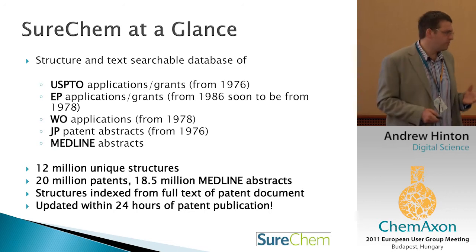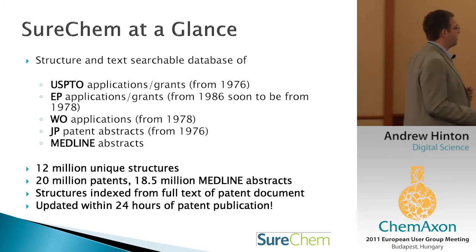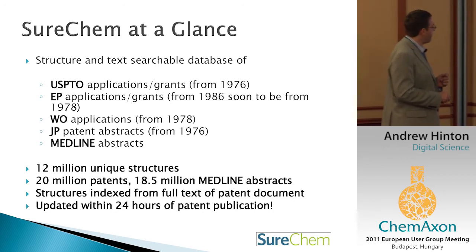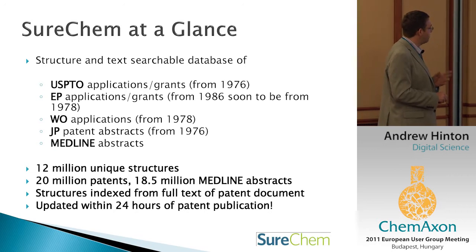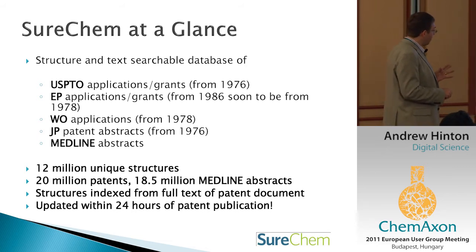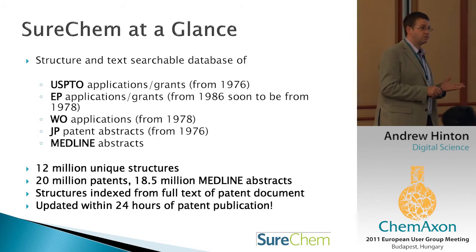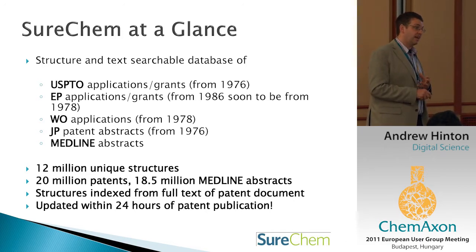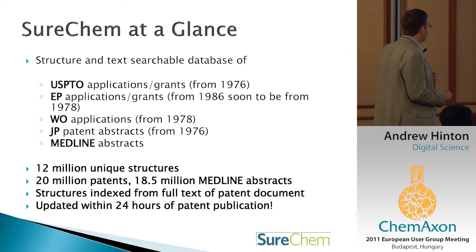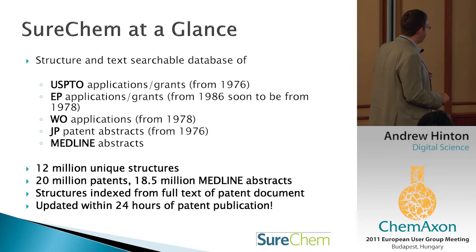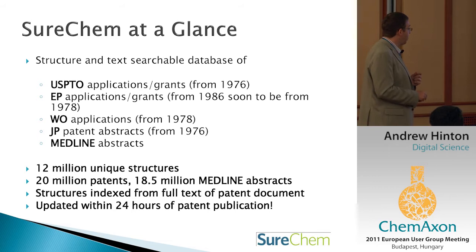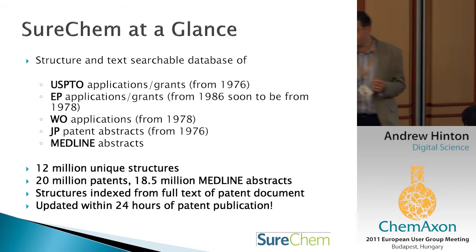When we store this in our database, what this looks like is that we get about 12 million unique structures coming from about 20 million patents all in all. And those structures have been indexed from both the claims, the descriptions, the titles, as they appear as basically text strings of chemical names. And the key thing is that we're able to update the SureChem collection within 24 hours of a patent being published.